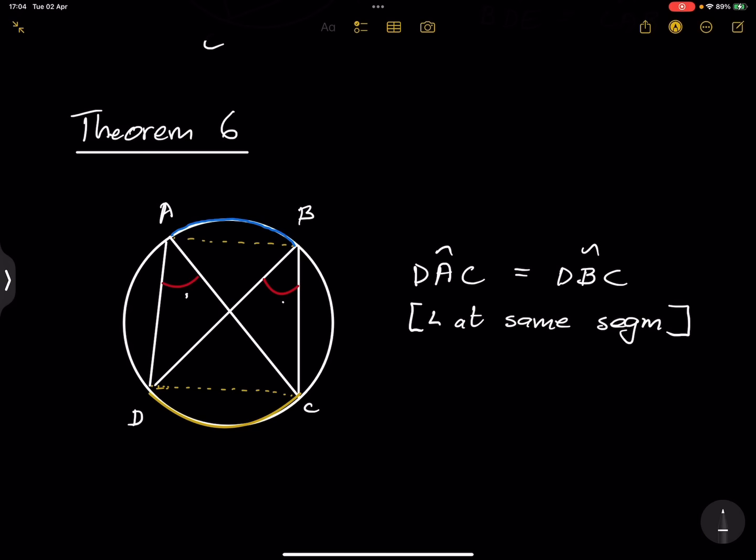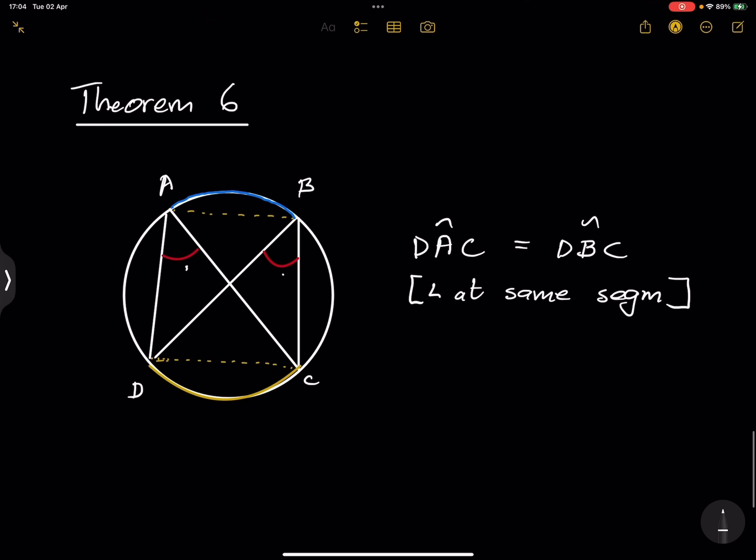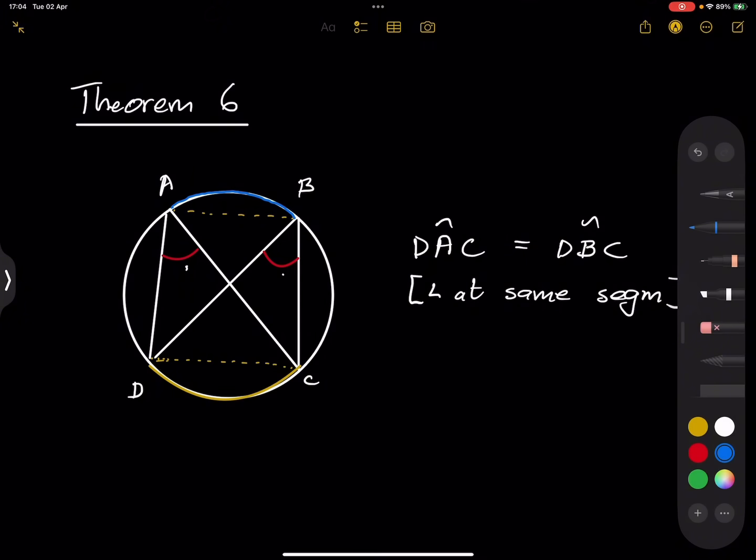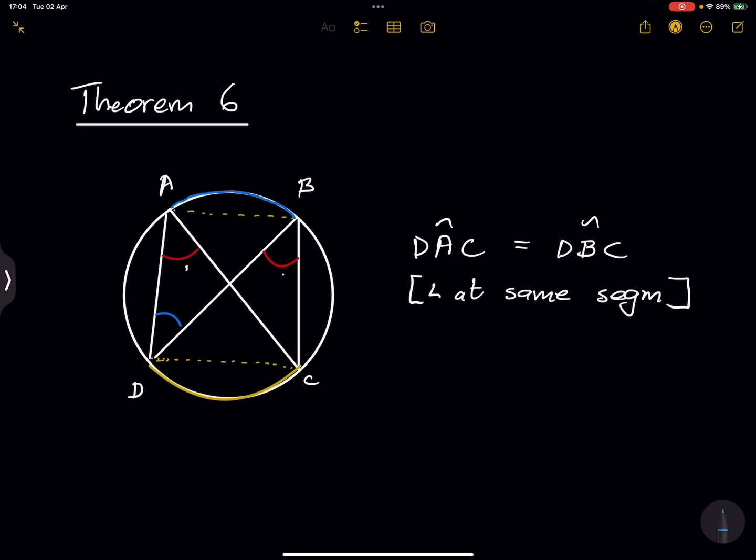Then it means it is a cyclic quad, right? But once again, look at this. We have another pair of angles at the same segment, right? So this guy here should be equal to that guy over there, so those blue angles over there. Which means angle D is equal to angle C, okay?